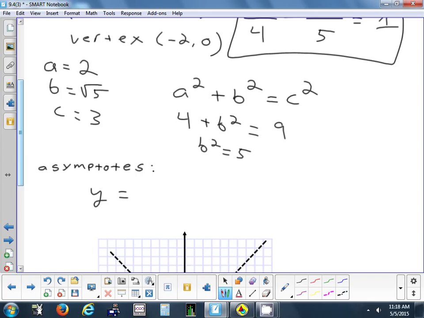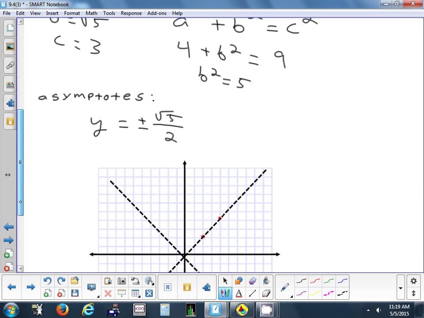Yeah, b over a. Once we do the other one, I'm going to try to give you a hint at how to remember that. We'll see if it helps. So my slope is positive or negative b over a. Now if you take the square root of 5, it comes out to about 2.2. All right, so my rise is 2.2, my run is 2.